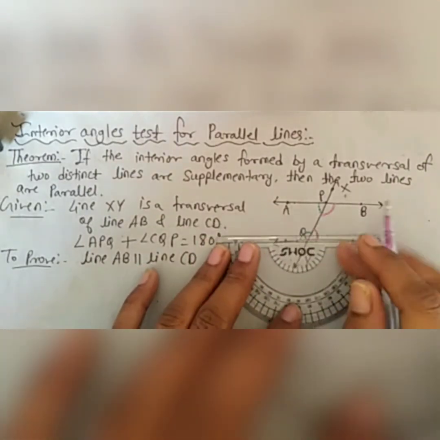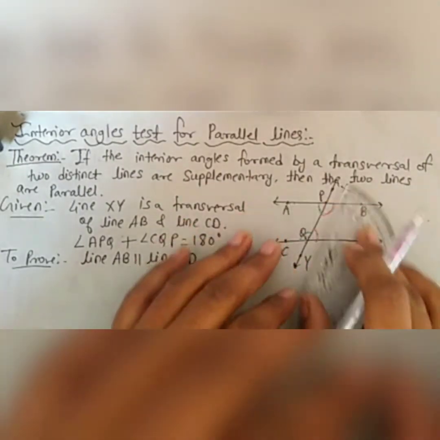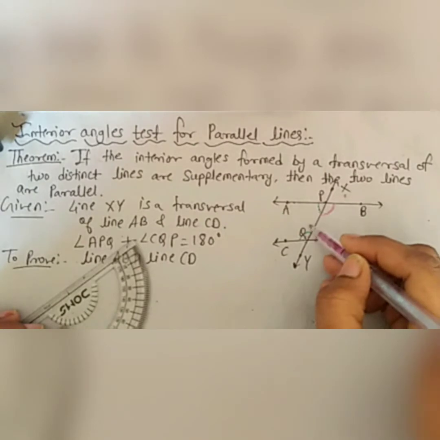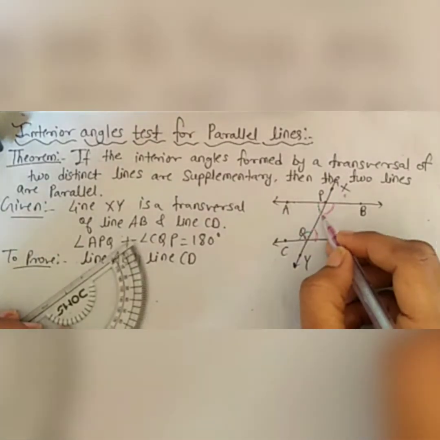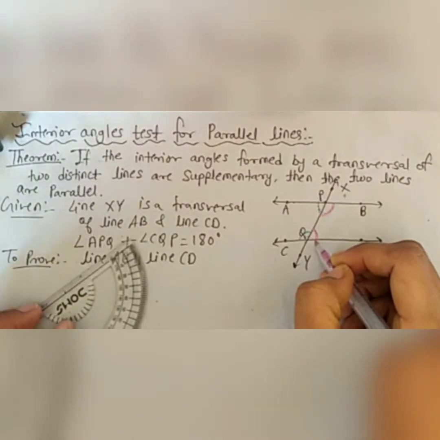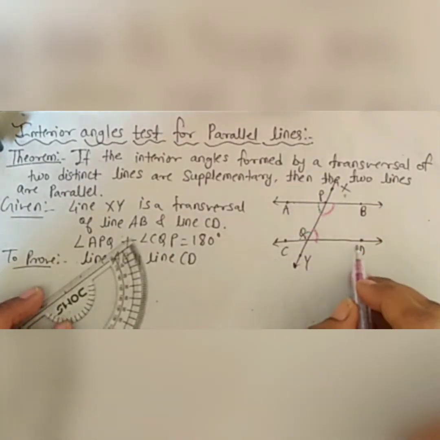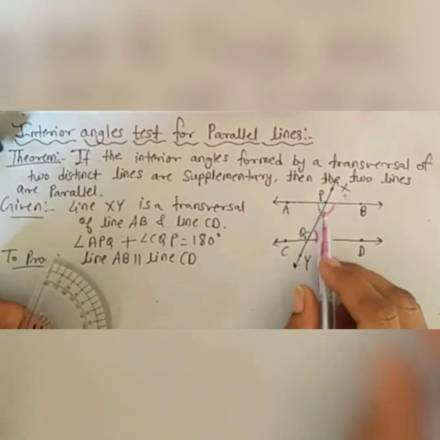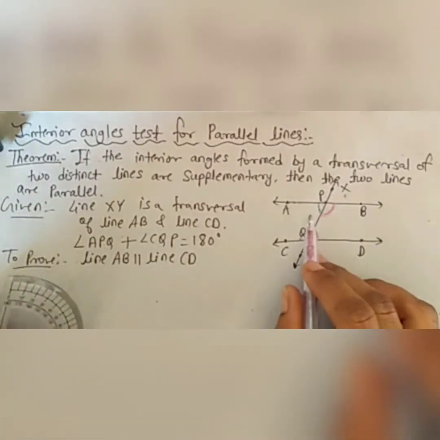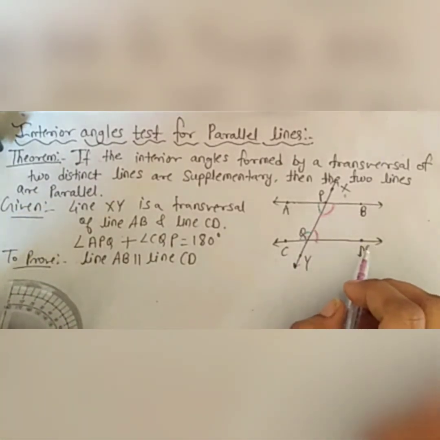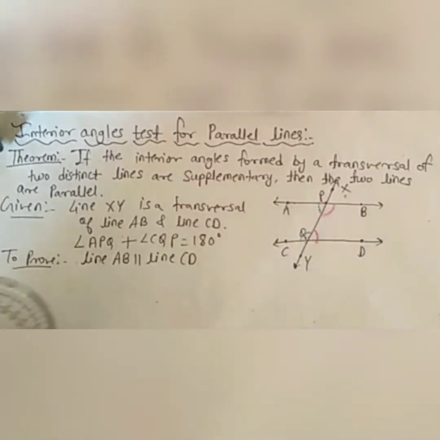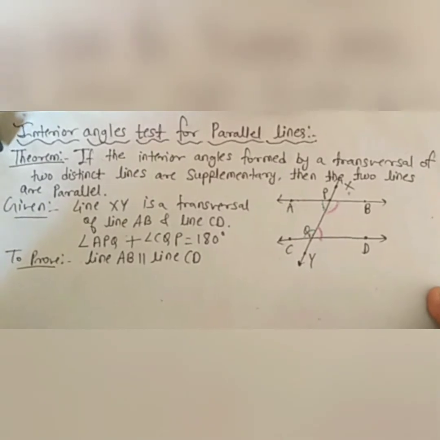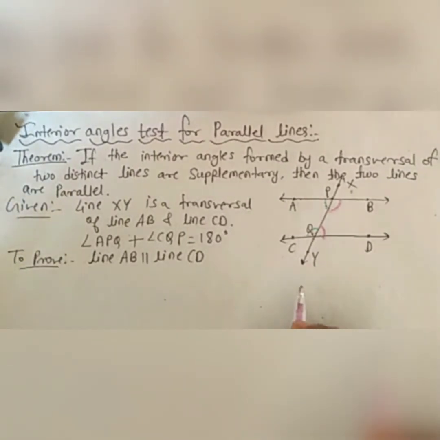Similarly, we can measure on the other side, these angles APQ and CQP. If the sum of these two angles is 180 degrees, it means line AB is parallel to line CD. If not equal to 180 degrees, it means line AB is not parallel to line CD. This is the direct method to prove this problem. Now we will see an indirect method to prove this problem.